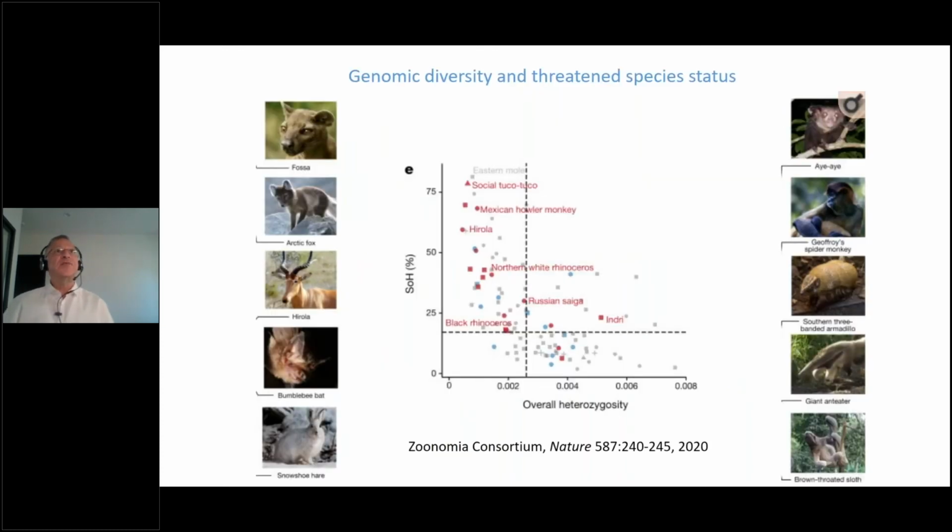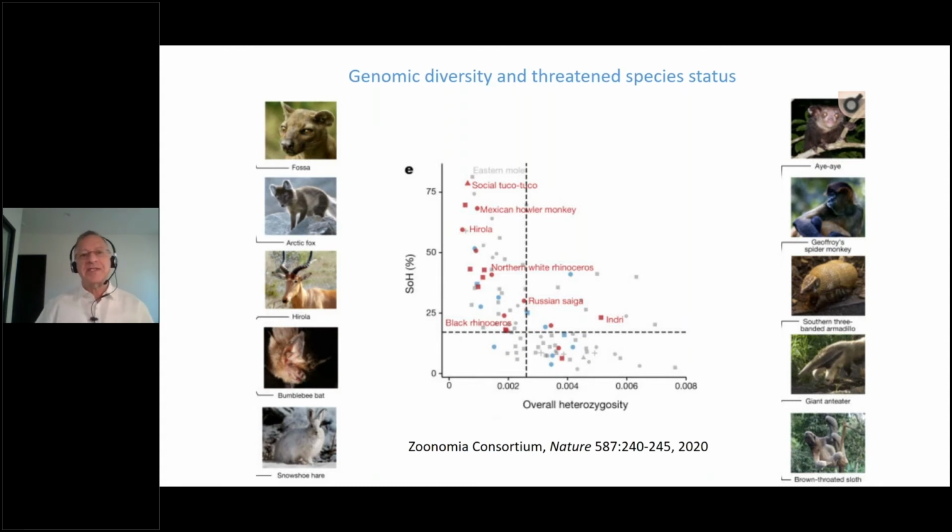Now, this relationship between genomic diversity and threatened species was really elegantly illustrated by the EBP-affiliated project Zoonomia, the Zoonomia Consortium, of which I am a part. It was published just last month in Nature, and it has this beautiful figure that shows a plot of the overall heterozygosity of 7 endangered species plotted against segments of homozygosity.